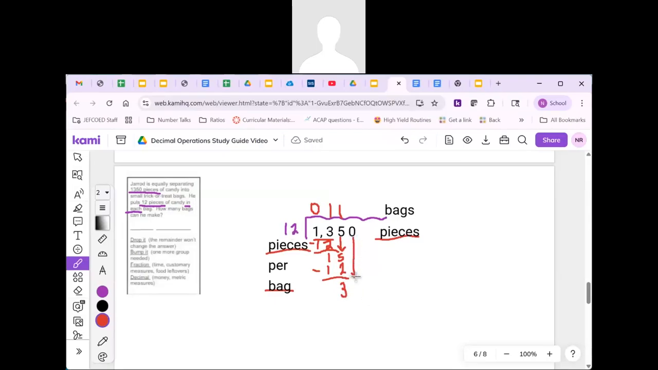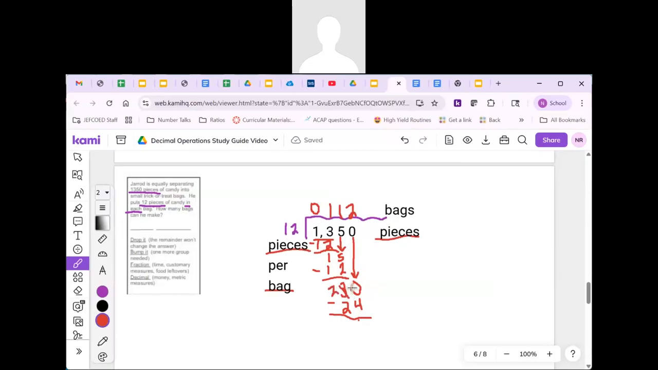Now you bring down 0. How many 12s are in 30? Well, if you know your facts, you know 12 times 2 is 24, and 12 times 3 is 36. And 36 is too much, so you have to back up and use the 2 fact. 2 times 12 is 24. I subtract, and I see that I have 6 left, and then my heart drops to my stomach. I'll show you how I got that 6.